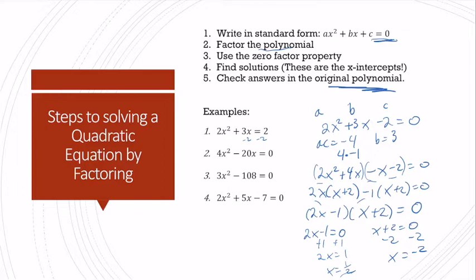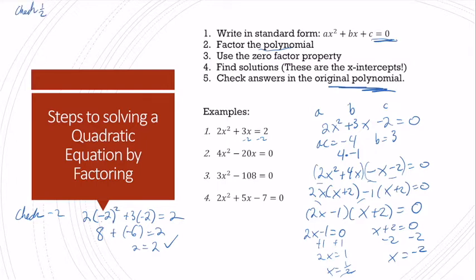We're going to substitute those into our original equation in order to check our solutions. So first let's check negative 2. If I have 2 times negative 2 squared plus 3 times negative 2, does that equal 2? Well, negative 2 squared is 4 times 2 is 8. 8 plus a negative 6 equals 2. 2 equals 2. I believe that's true.